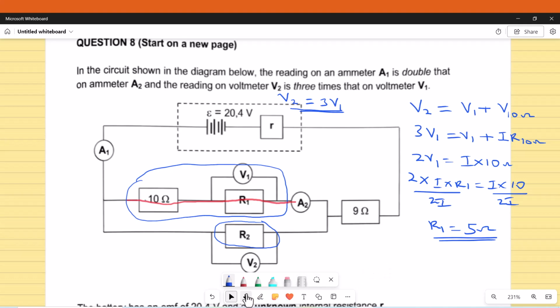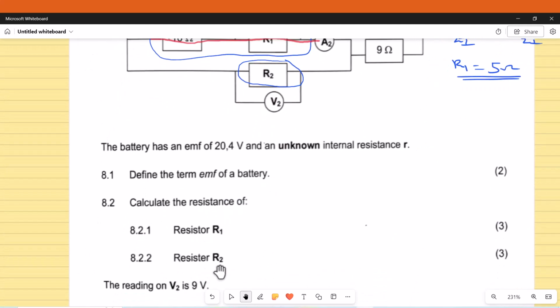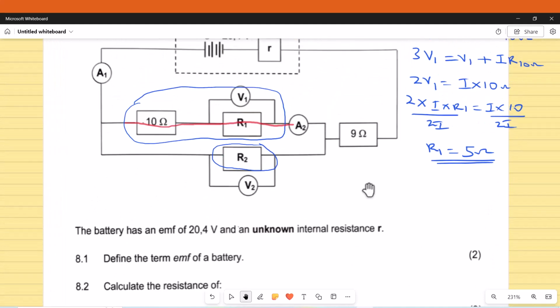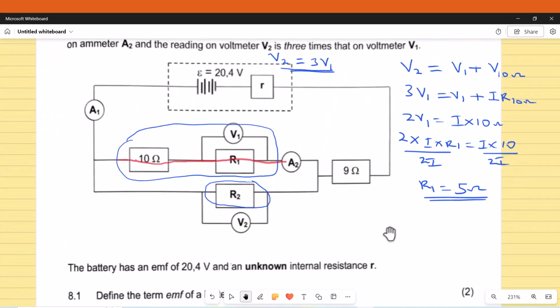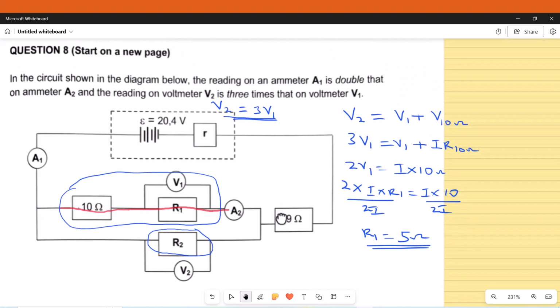That's now question 8.2.2, resistor 2. I want to get my resistor 2 here. How do we do it this time? Now they said that the reading on ammeter A1, let's check it again here, on ammeter A1 is double that on ammeter A2. Are we together? The reading on ammeter A1 is double the reading on ammeter A2.